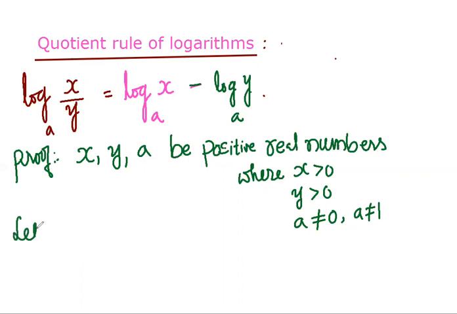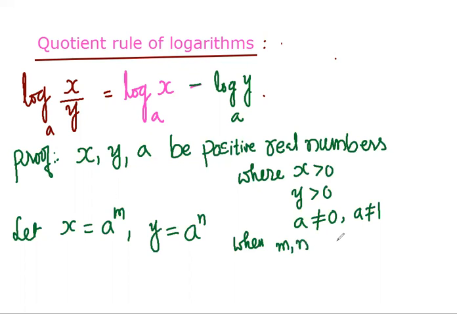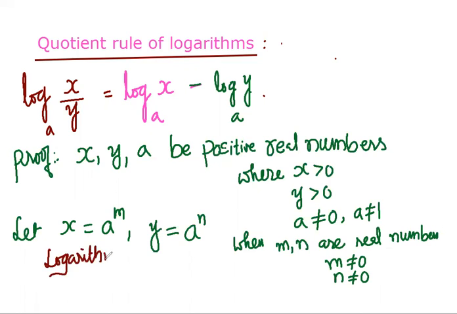Let x be written as a to the power of m and y be written as a to the power of n, where m, n are real numbers, m is not equal to 0, n is not equal to 0. Then we can write the logarithmic forms of these numbers.